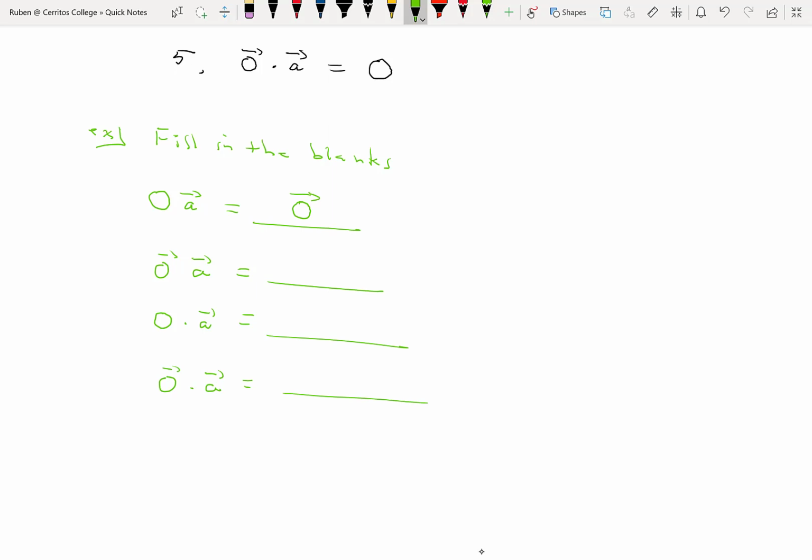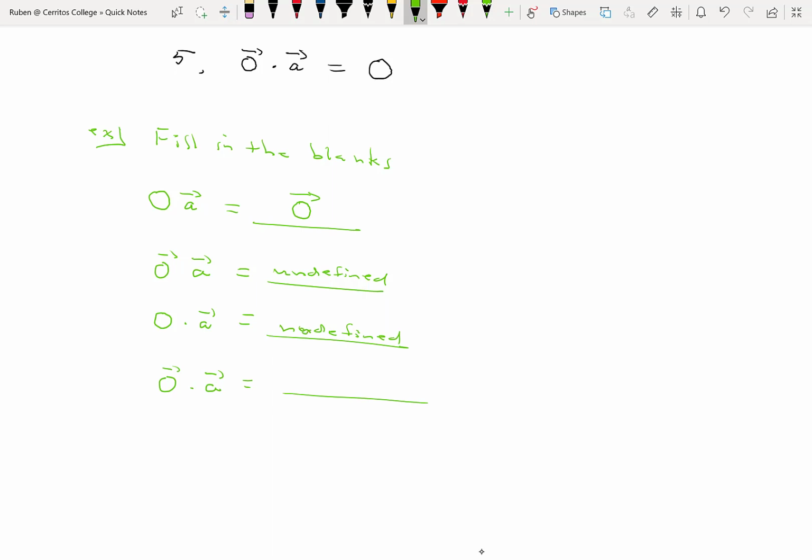How about the vector 0 times the vector A? This is undefined. There's no such thing. There's no way to multiply two vectors without an operation between. How about 0 dot A? Also undefined. No such thing. 0 on the left is a scalar. A on the right is a vector. The dot product is a product between two vectors.